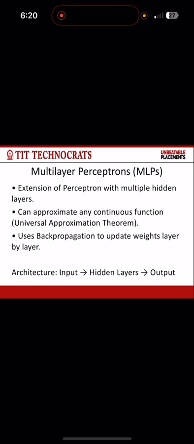Multi-layer perceptron. It is an extension of the perceptron with multiple hidden layers and can approximate any continuous function, like the universal approximation theorem. It uses backpropagation to update weights layer by layer, and it has an architecture with three layers: input layer, hidden layer, and output layer.